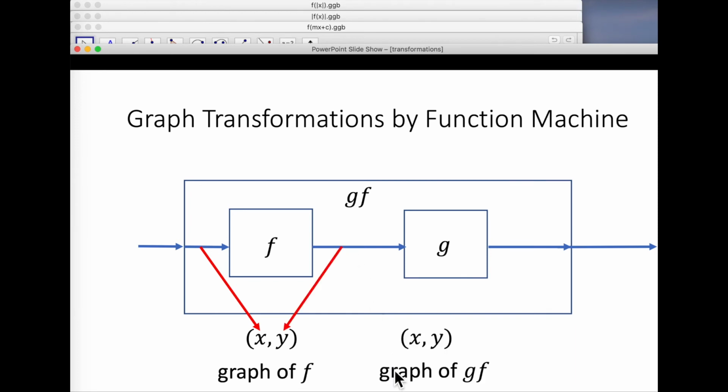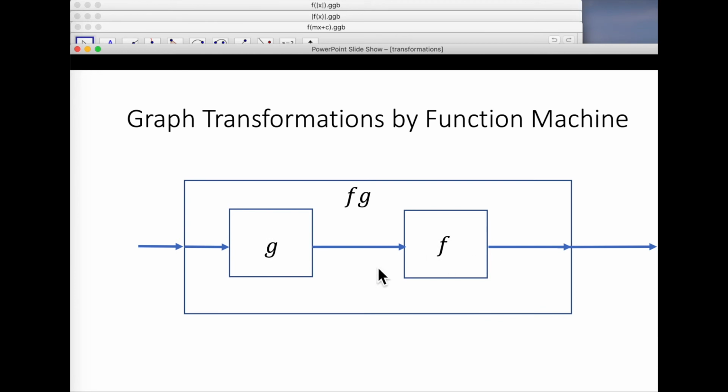The graph of gf consists of points x, y, where the x still comes from here, but now the y comes from here. So to transform the graph of f into the graph of gf, we take all these points and push their y coordinate through g.